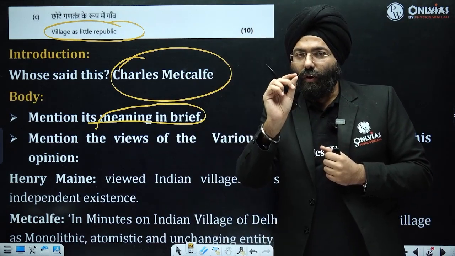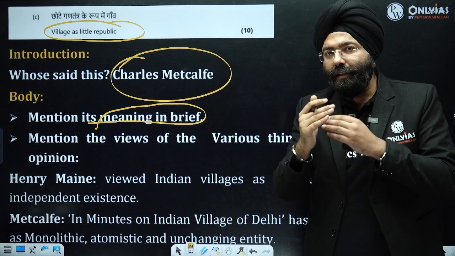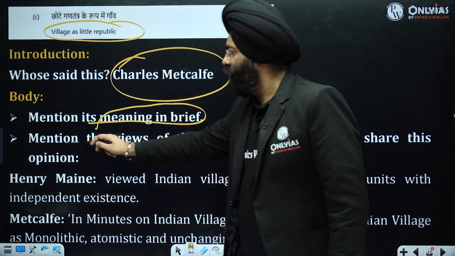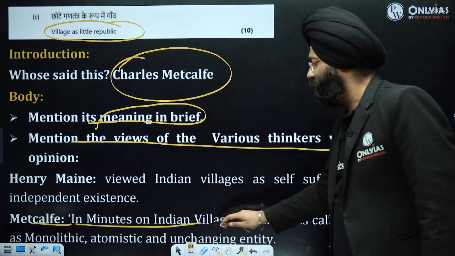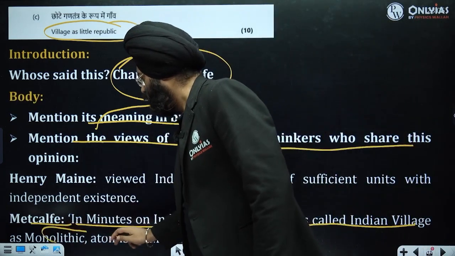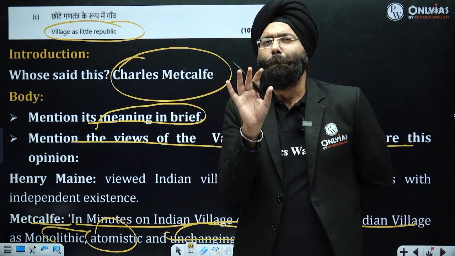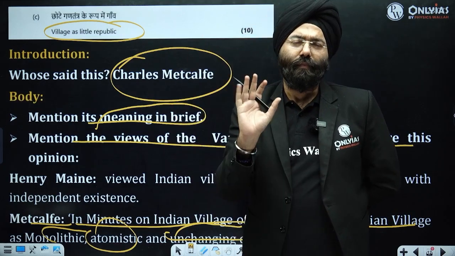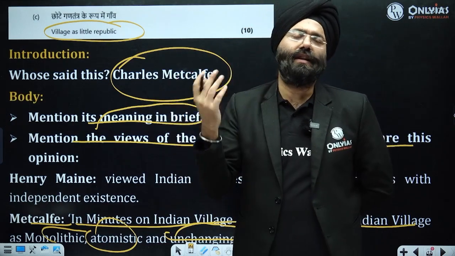Right? Now, we need to divide the answer into two parts. First part should be, okay, certain thinkers have agreed to what Metcalf has said. See, mention the views of the various thinkers who share this opinion. Firstly, Metcalf himself, in the minutes of the Indian village of Delhi, called Indian villages monolithic, atomistic and unchangeable entities. That means these are autonomous entities which have always been the same. They are autonomous in nature and they are little republics. So this is the opinion that was shared when he was explaining the village concept.